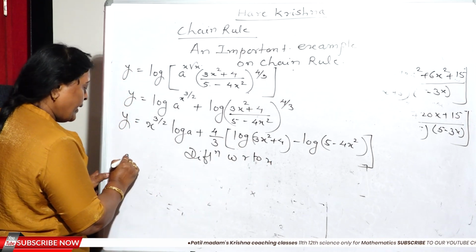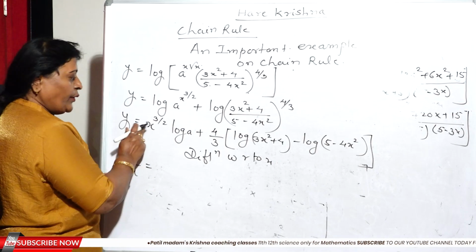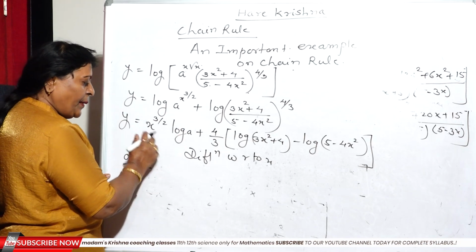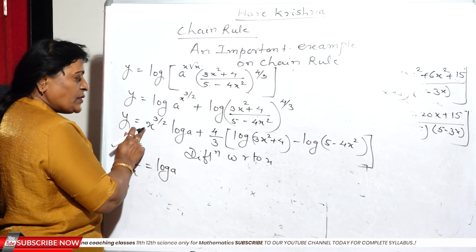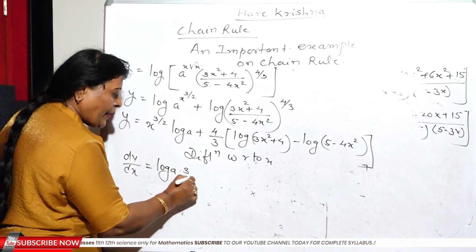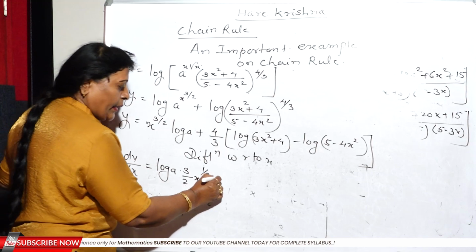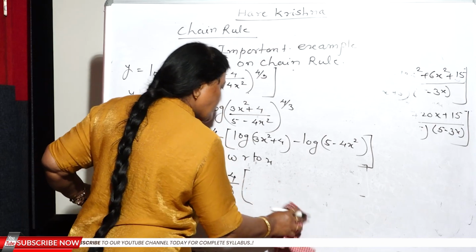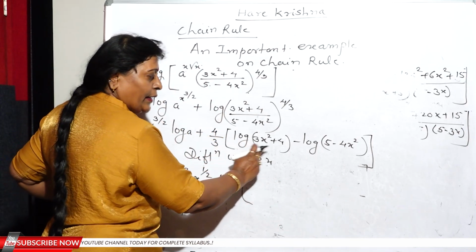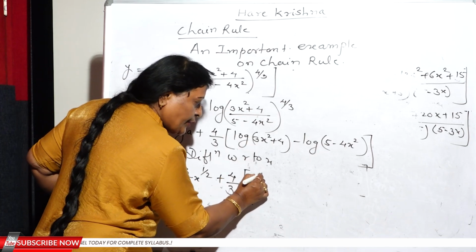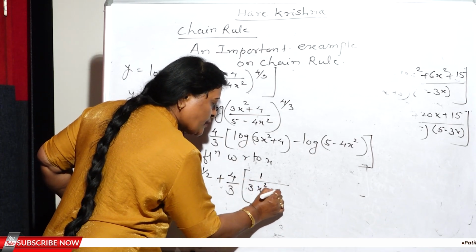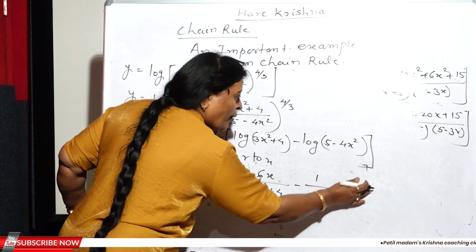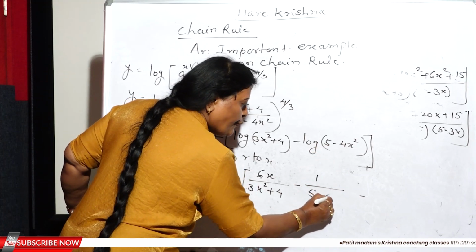See, dy by dx. Here, what is the derivative? Here the log a, when the constant is multiplied to the function, the constant remains as it is, log a remains as it is. What is the derivative of x to the power 3 by 2? That is 3 by 2, x to the power 1 by 2. Again, when the constant 4 by 3 is multiplied to the function, the constant remains as it is. Here again you have to take the derivative of this function, that is the derivative of log u is 1 by u, 1 upon 3x square plus 4. Again, what is the derivative of 3x square? 6x minus 1 upon 5 minus 4x square.